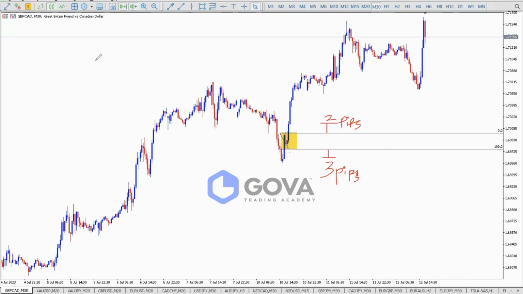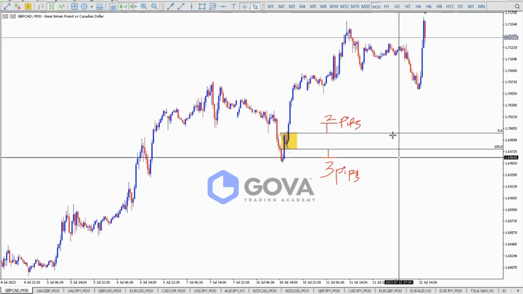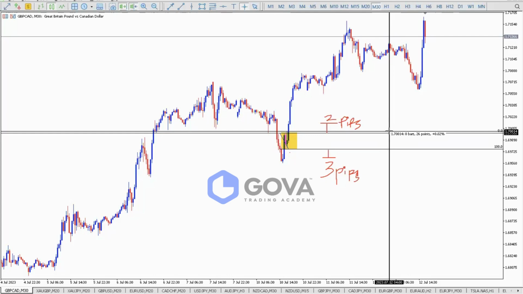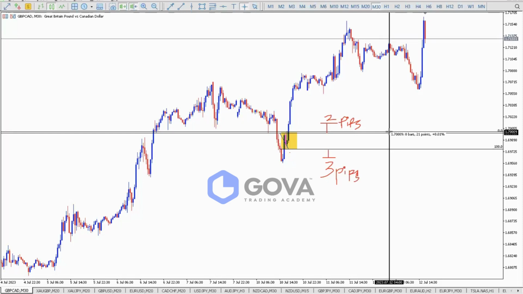Now, how do we calculate 2 pips? To calculate the pips, we need to use the cross again. Put the cross on the proximal line and drag it a little bit. You can see what we have here is 26 points, 21 points, 16 points. So how many points do we have inside these 2 pips? We have 21 and 26. So which one should you use? Should you use 21 points or 26 points?